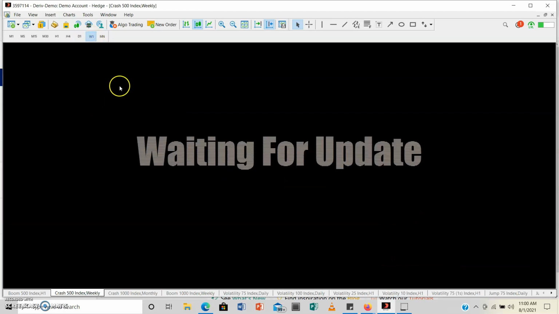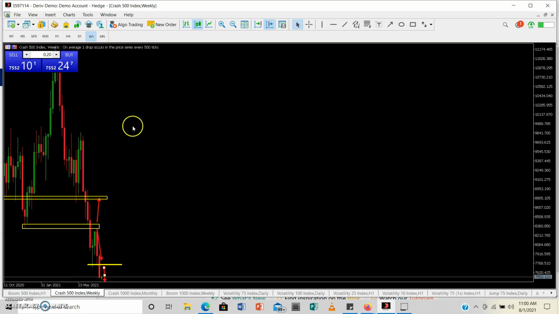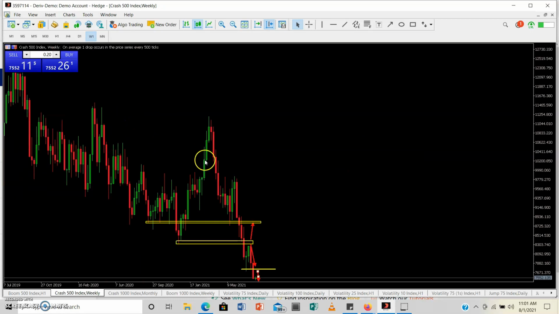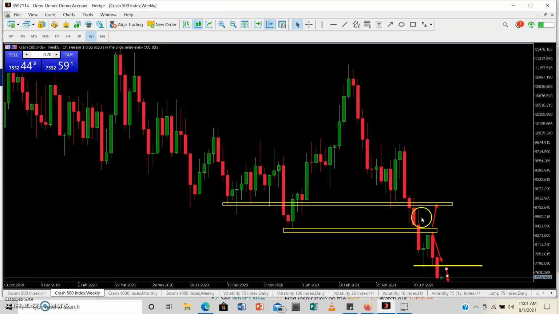I can also switch to my weekly time frame and show you guys what I mean, right? This is what happened. Price clearly broke this level, then we experienced a short bullish candlestick, but eventually price started dropping down to continue in the bearish momentum. So this is how it stands at this point.